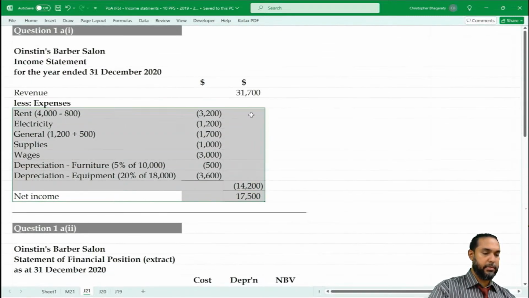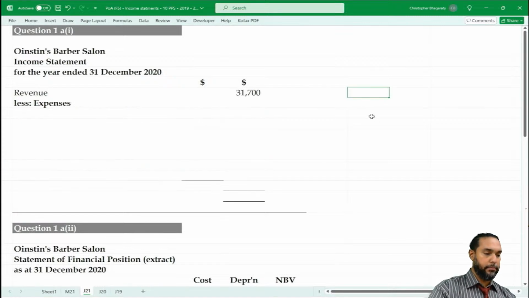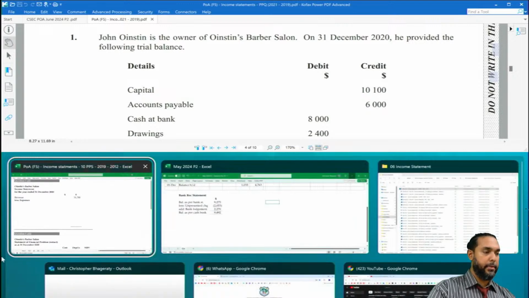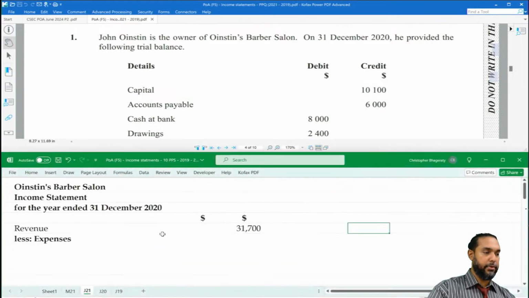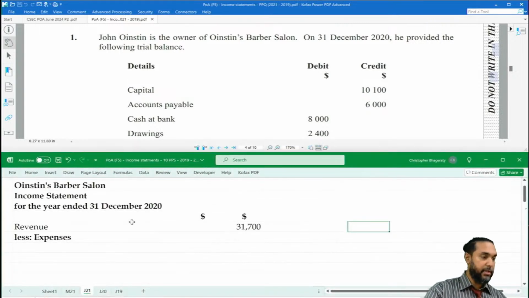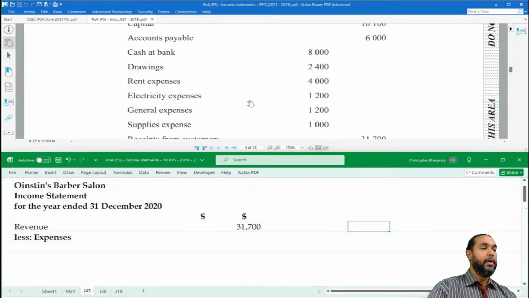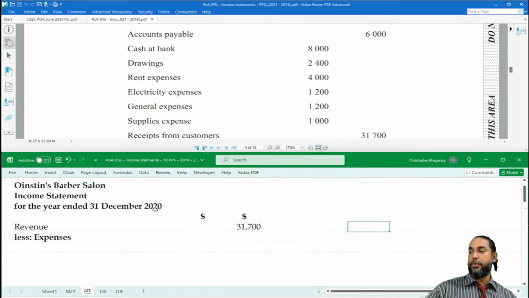All right, so we could just delete those things. Let's put John on top here, and we put the working on. Right, so Oinson's Barber Salon income statement for the year ended 31 December 2020. Revenue: the sales revenue was the receipts from customers. We didn't have the gross profit to calculate; we're going to do that in the next question.